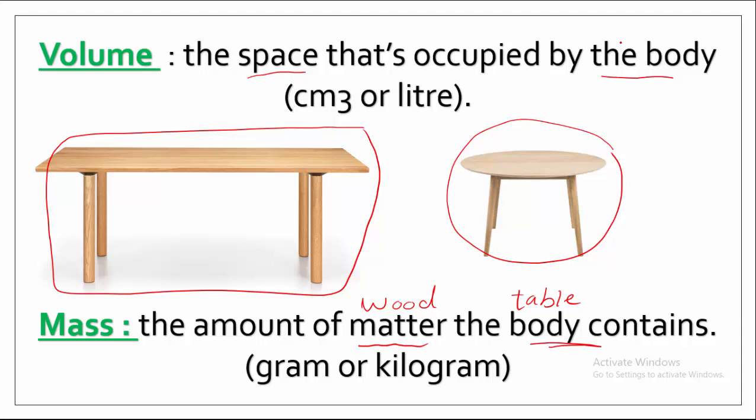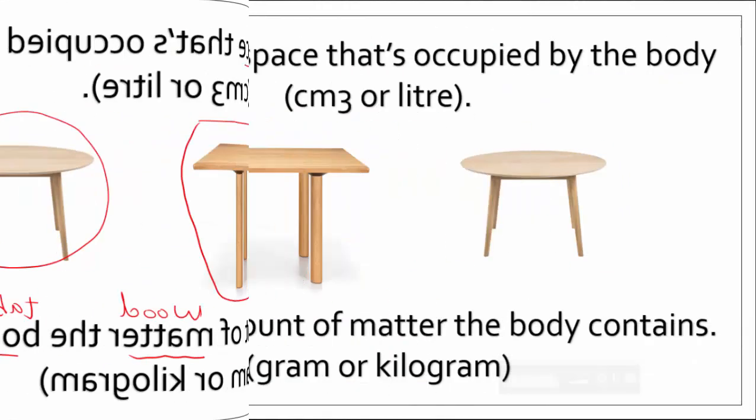Now let's read again the two definitions. Mass, the amount of matter the body contains. And the measuring unit of this mass could be gram or kilogram. Volume is the space that's occupied by the body. And the measuring unit of volume could be cubic centimeter or liter. We have many other measuring units, but let's not say them now.